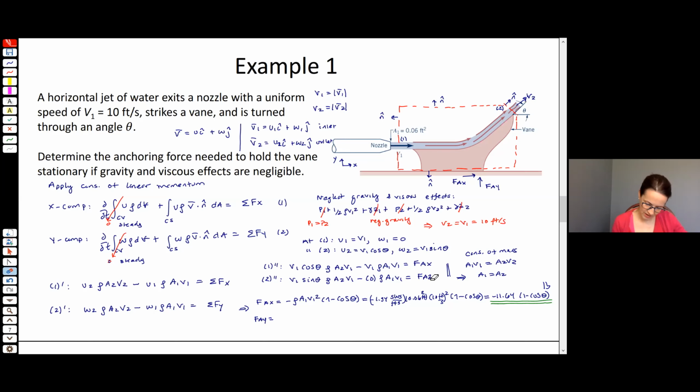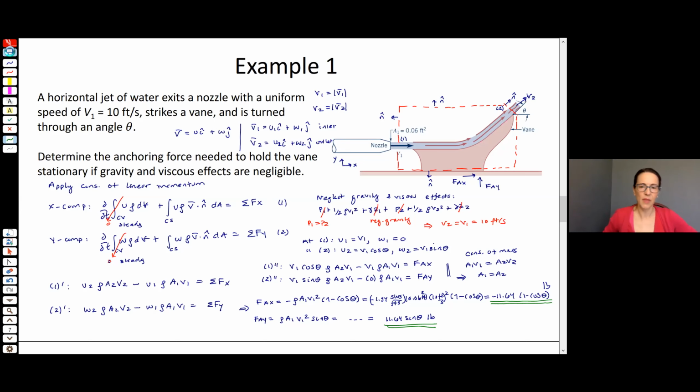Yeah, just here. We'll call that Y. Good. Okay. It's equal to rho A1 V1 squared sine theta. Or if we plug in all the numbers, I'll sort of skip the details, 11.64 sine theta pounds. Right? So it turns out that the anchoring force is vertically upwards. The vertical component of the anchoring force is vertically upwards, right?